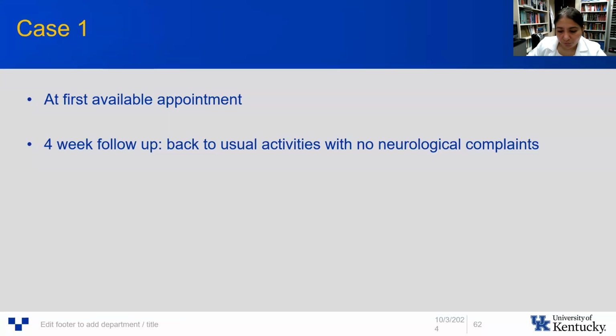So when should you do these procedures? You should do them as early as possible, because the highest benefit for carotid interventions is early. This patient has 90% stenosis, so they are at a very high risk of ipsilateral stroke. And so the patient came at first available appointment, and on 4-week follow-up, they were back to their normal physical activities, did not have any complaints.